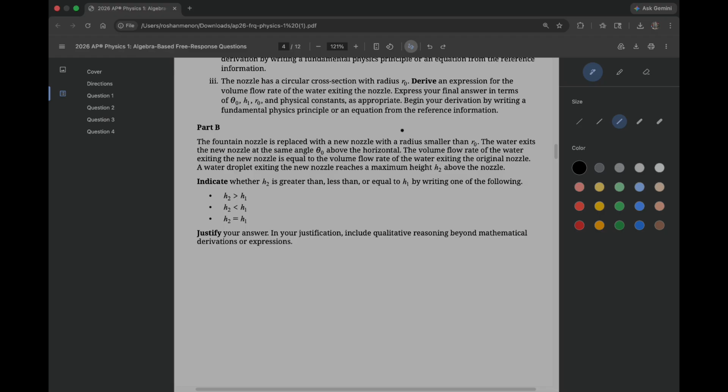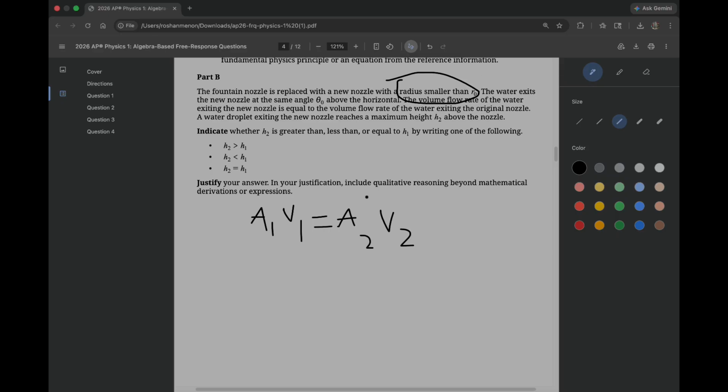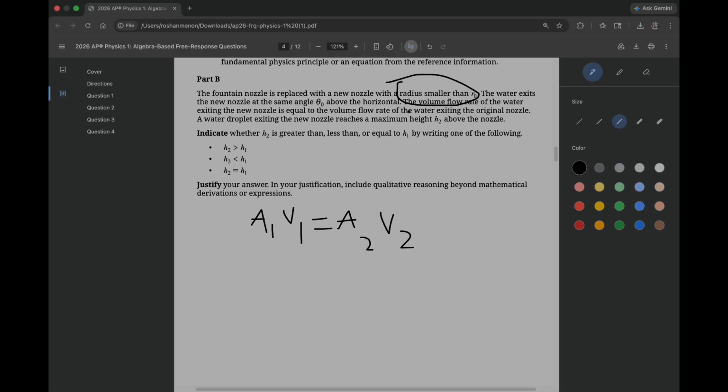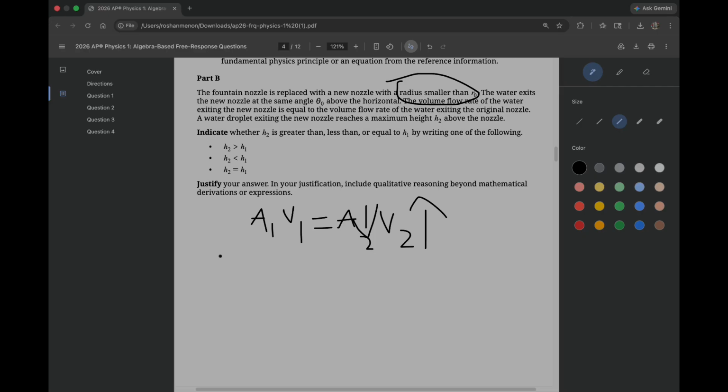we're given the radius is smaller than r initial. Okay, so we really know like the continuity equation: a1 v1 equals a2 v2. Think about it. Okay, so basically, it's given that the volumetric flow rate is the same, right? So this has to be equal to each other. But if you reduce the radius, you reduce this, but therefore you have higher velocity, right? So once you have higher velocity, you're gonna have higher height. That's how it is.